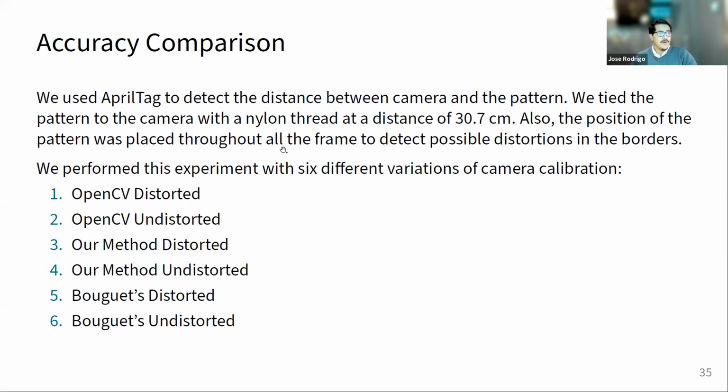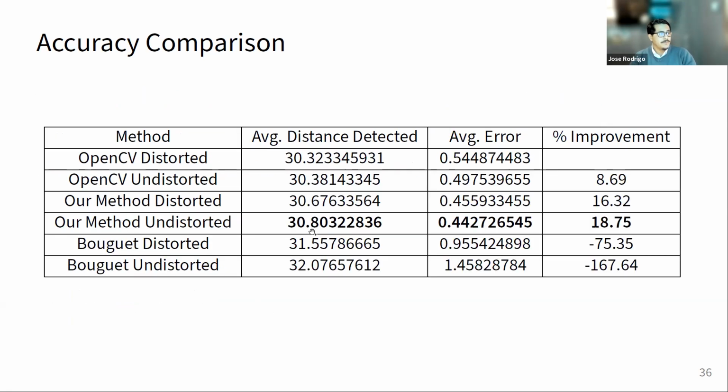We performed this experiment with 6 different variations of camera calibration. First, OpenCV, distorted and undistorted. Then our method, distorted and undistorted. And finally, Bouquet's method with distorted and undistorted. The difference between distorted and undistorted is that when it's distorted, we just use the camera calibration matrix, and when it's undistorted, we use the distortion coefficients to test this experiment.